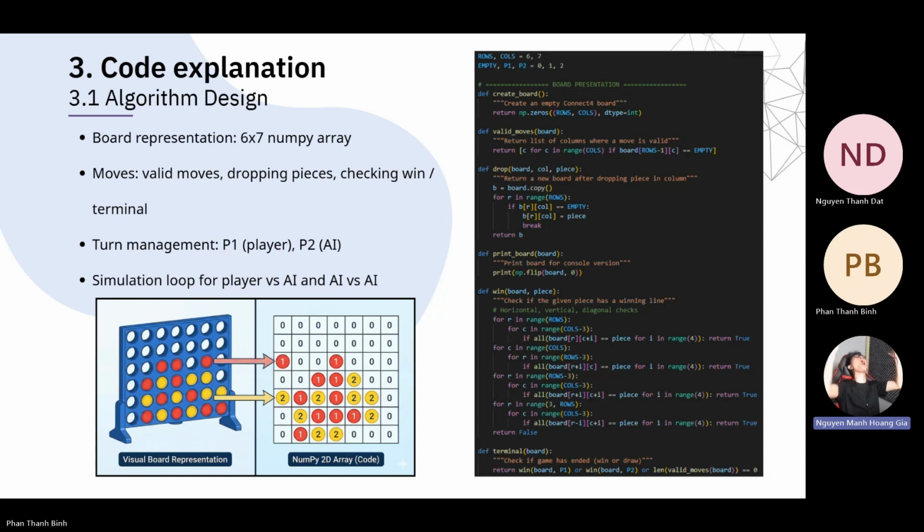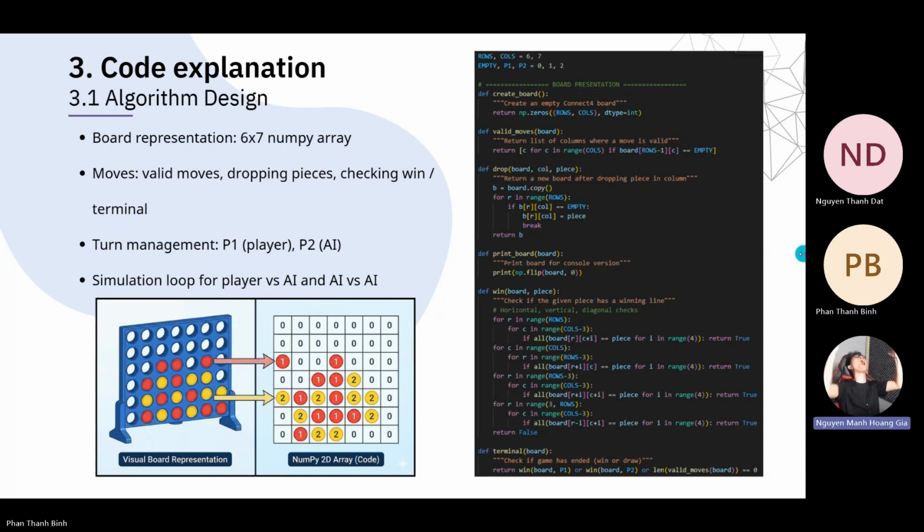We define core board operations such as detecting valid moves, dropping a piece into a column, checking win conditions, and determining terminal states. These functions form the foundation layer that both the AI and the simulation logic rely on. The turn management is handled explicitly using P1 and P2, which allows us to reuse the same logic for player vs AI and AI vs AI modes. This design keeps the system modular and easy to extend.